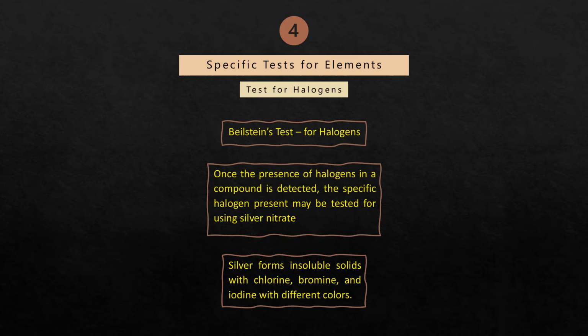Once the presence of halogens in a compound is detected, the specific halogen present may be tested for using silver nitrate. Silver forms insoluble solids with chlorine, bromine, and iodine with different colors like white, pale yellow, and yellow precipitate.